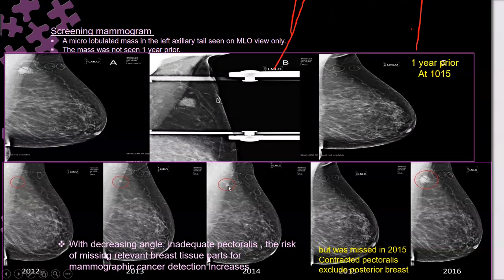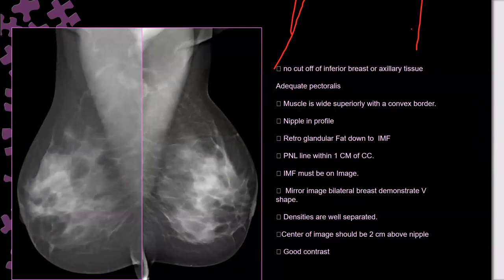Can you imagine? You have seen the breast cancer here, and you have seen it here, but you could not see it here because of inadequate positioning. Very inadequate. Yes. What about this case?